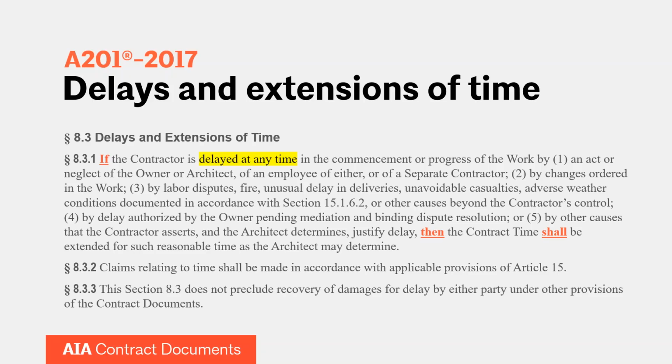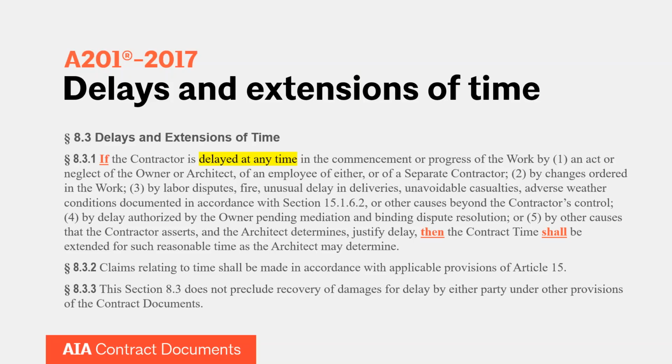So the first thing that has to happen is the contractor has to be delayed at any time. That's the thing that you're seeing on your screen that is highlighted in yellow: if the contractor is delayed at any time in the commencement or progress of the work. So that's the if part of this sentence. So if the contractor is delayed, and then the words commencement or progress are in there simply to mean that the contractor can be delayed during the progress of the work, meaning while the work is ongoing, or in the commencement of the work, meaning maybe there's been a notice to proceed that's been issued, but the contractor can't start work. So the commencement of work has been delayed at any time. So that's the if part of the sentence.